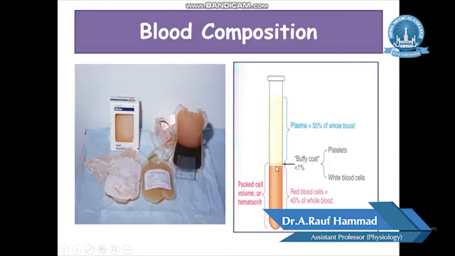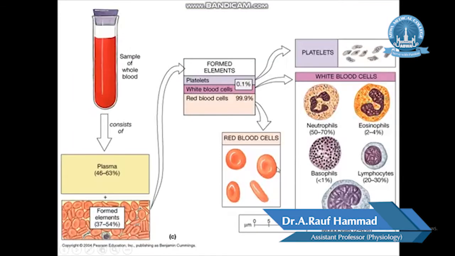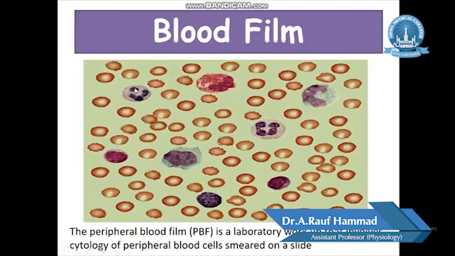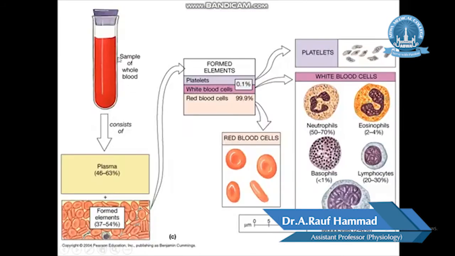And that red cell fraction we also call the hematocrit. That is the concentration of red blood cells or packed cell volume in the blood. In another slide, a sample of whole blood consists of plasma 45%. It is range 46 to 63%.